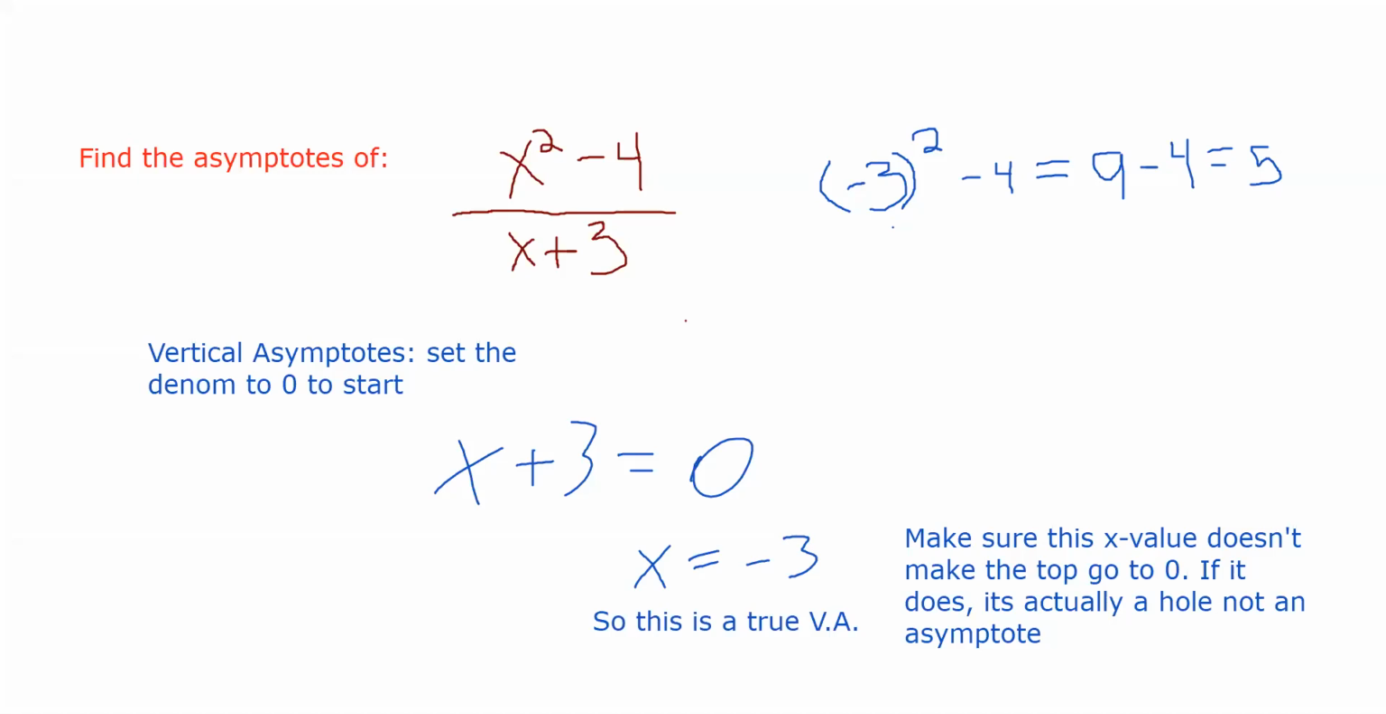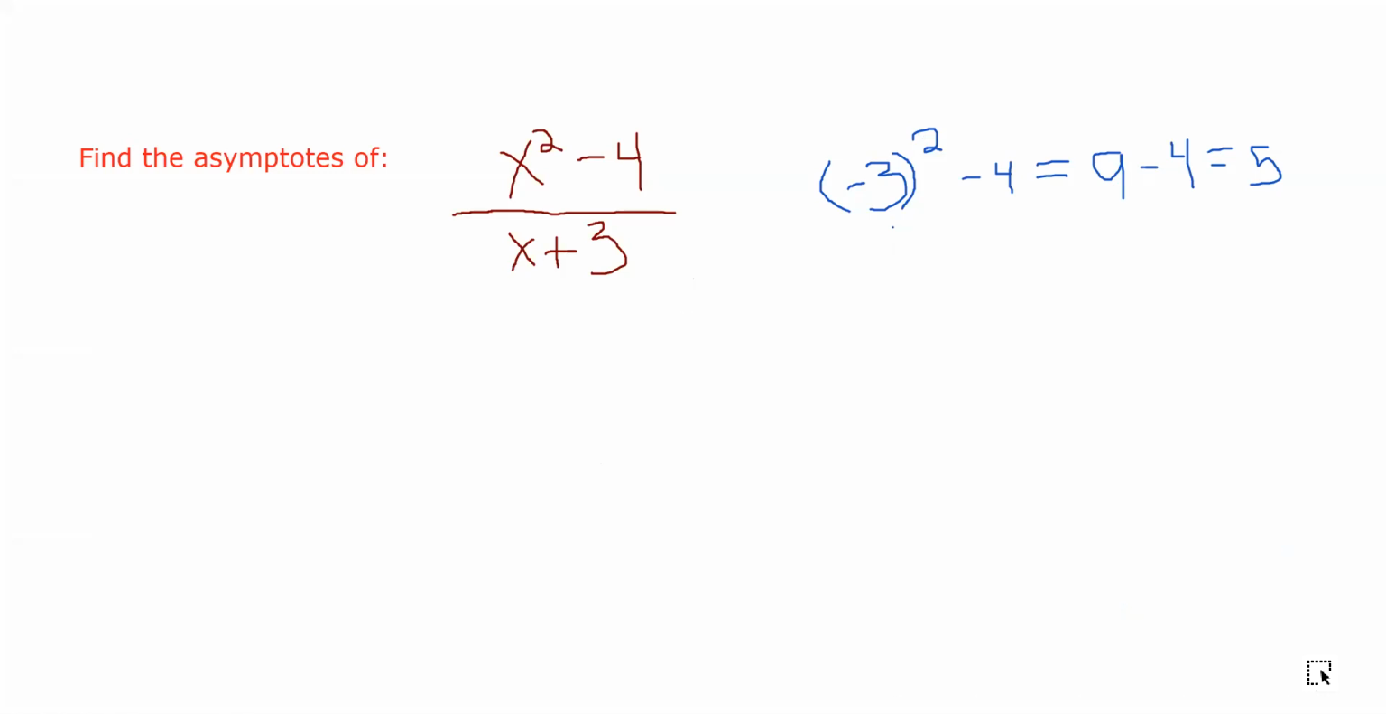There we go, back to it. So we know that because we set the denominator equal to 0, we know this is a vertical asymptote because it doesn't also make the numerator go to 0. All right, now let's find any horizontal asymptotes.